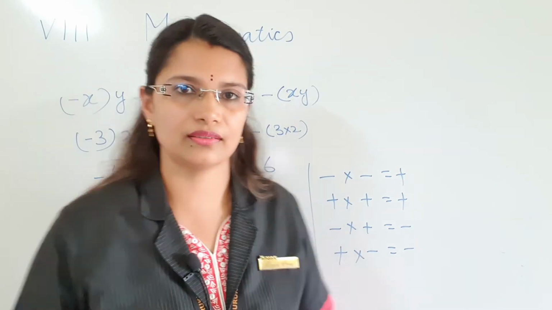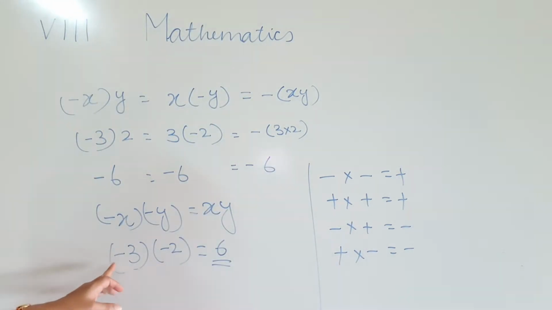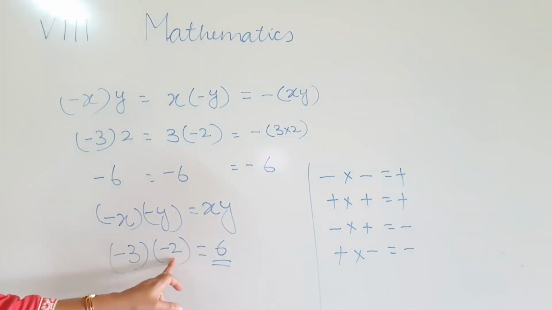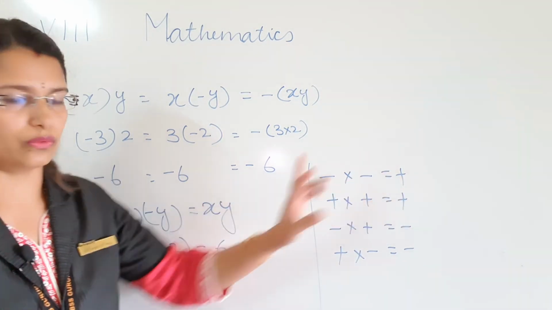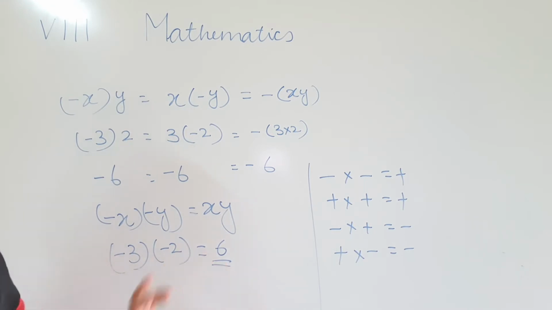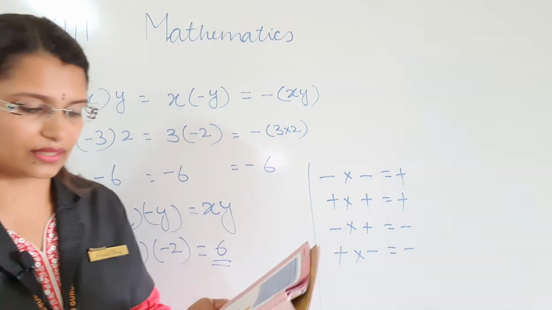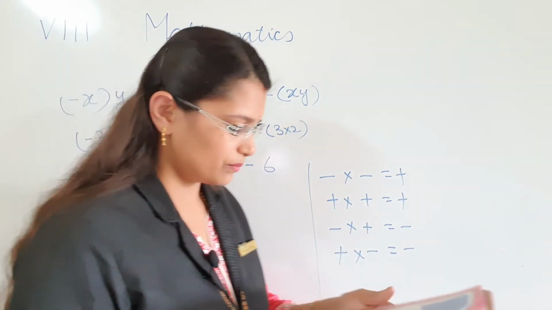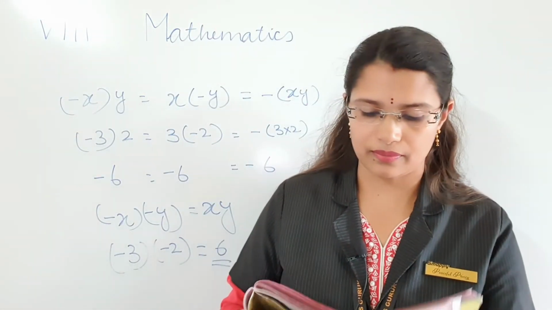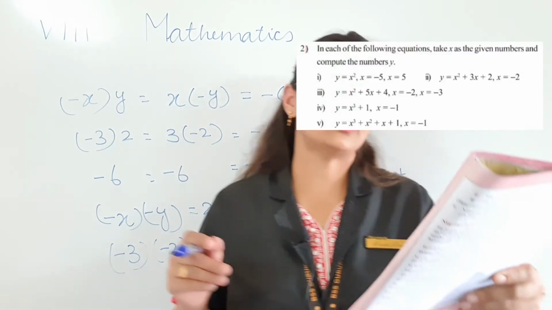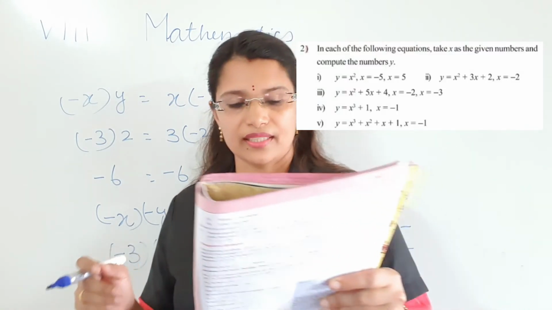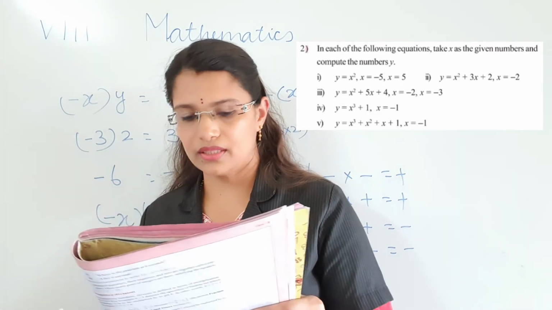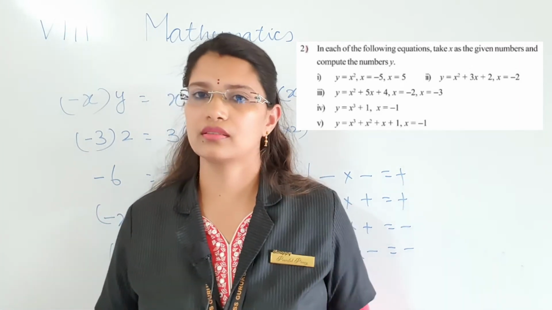Do you remember this? If you remember that, it will be very easy. Minus 3 into minus 2 is equal to negative into negative is equal to positive. 3 into 2 is equal to 6. Is this clear, children? Now let's do this exercise. Second question I am going to do now. In each of the following equations, take x as the given numbers and compute the numbers y.